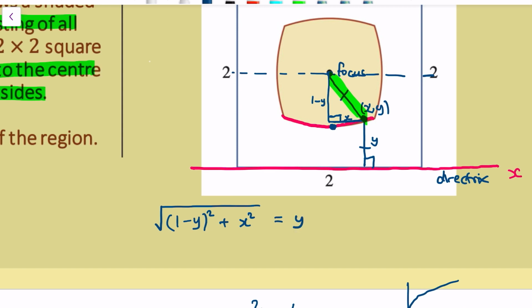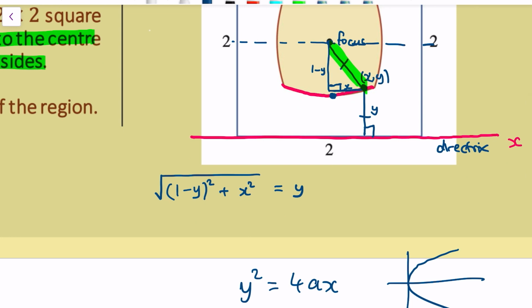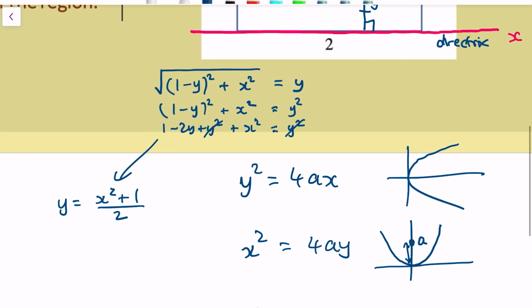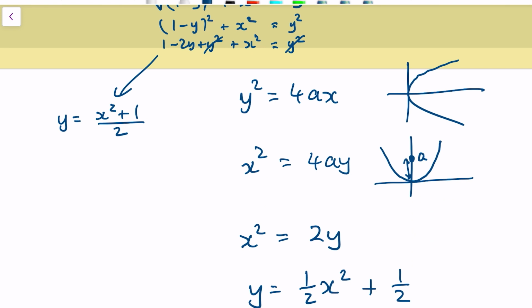So those distances are equal, and if we square both sides of that, we get (1 minus y) all squared plus x squared equals y squared. And if we then expand those brackets, the y squareds cancel, and if we rearrange the equation, we're going to get y is equal to (x squared plus 1) all divided by 2, or half x squared plus a half. So you get the same equation using Pythagoras as you do using basic parabola knowledge.